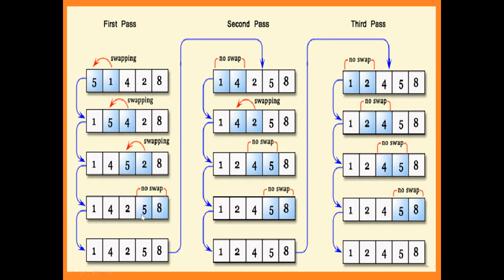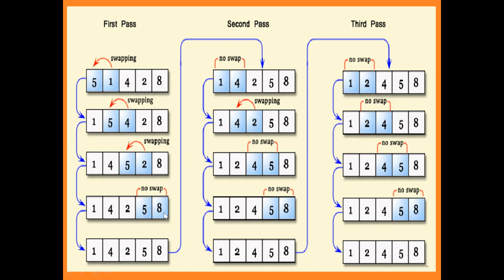Now compare this 5 with the next element. The next element is 8. Here 5 is less than 8 only. If the current element is less than the next element, what do we need to do? No need to perform any swapping. So here, no need to perform swapping, right?